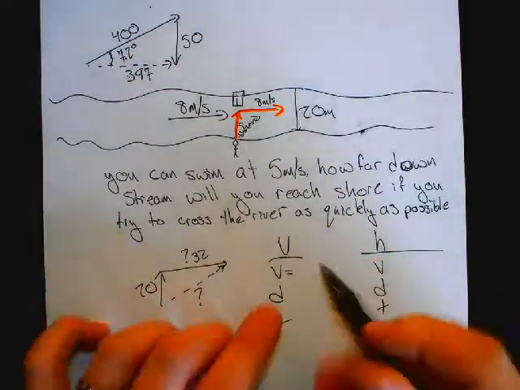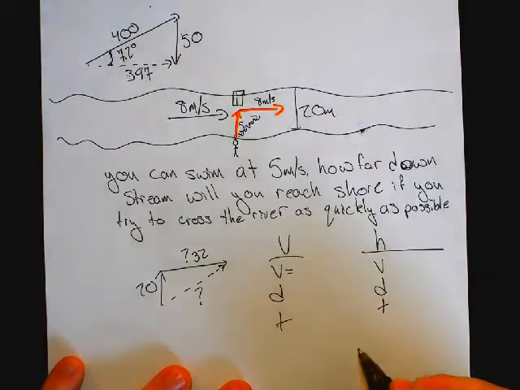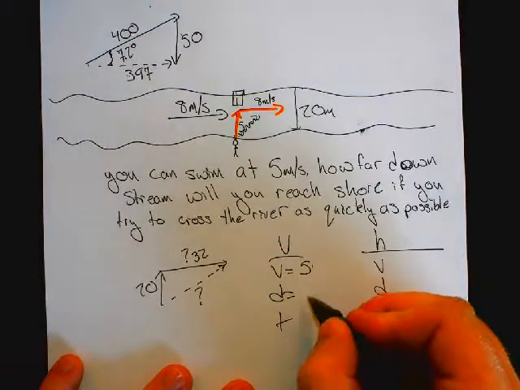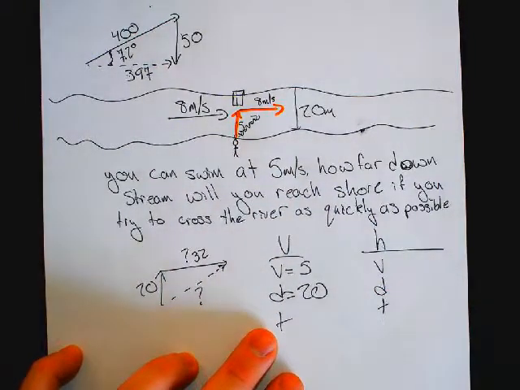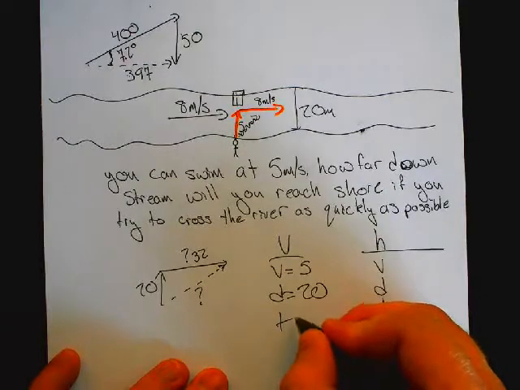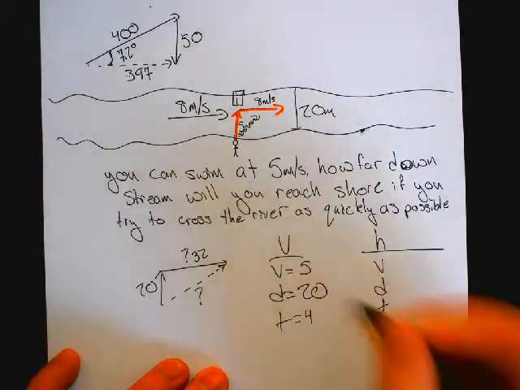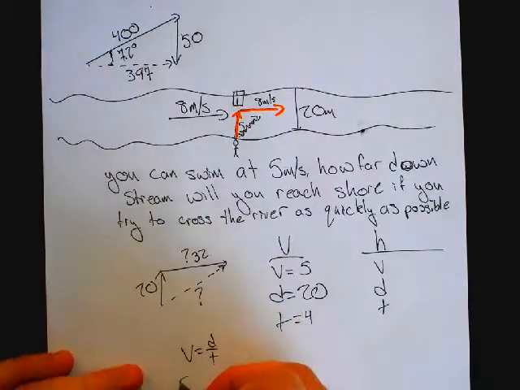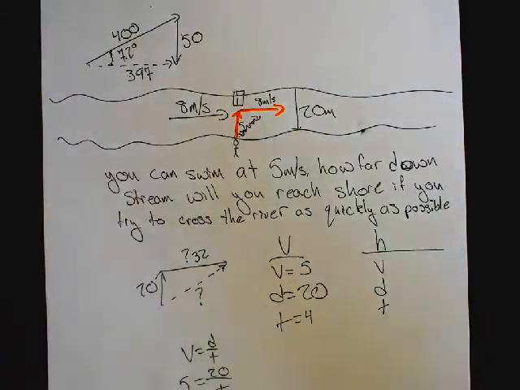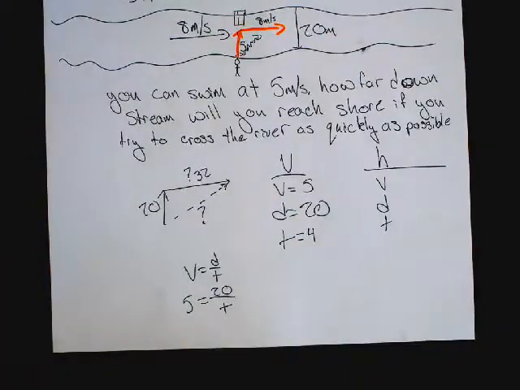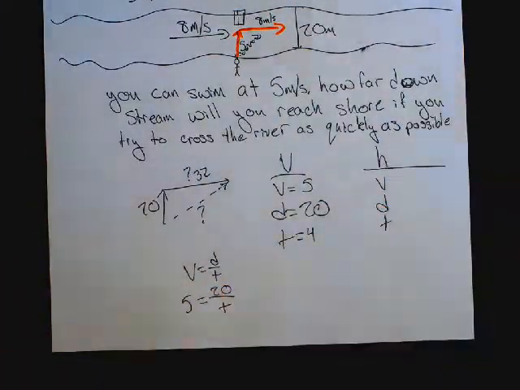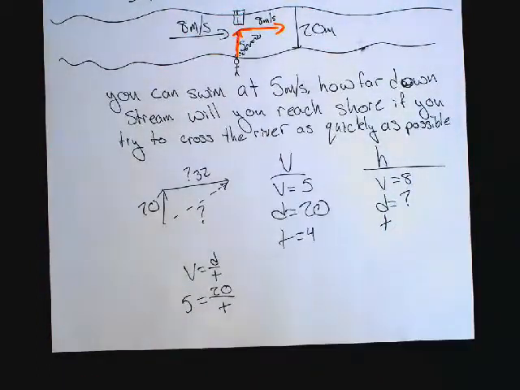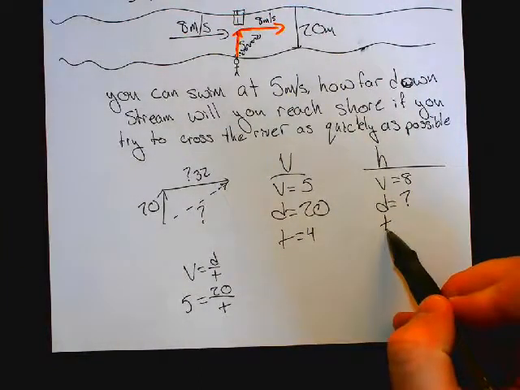What's my velocity in my vertical dimension? 5. How far do I have to travel? 20. How long is it going to take? 4 seconds. Because V equals D over T, so 20 divided by 4 is 5. V equals D over T. 5 equals 20 over T. Solve for T. Well, over here in my horizontal direction, I know that this is 8. I'm trying to find that. And if I want to know what my T value is, how can I determine it?